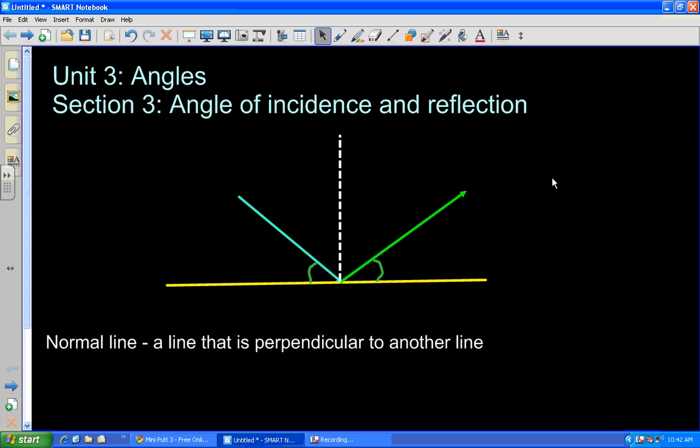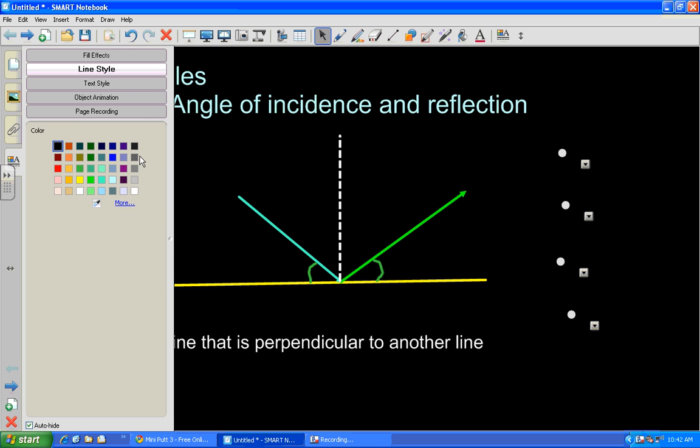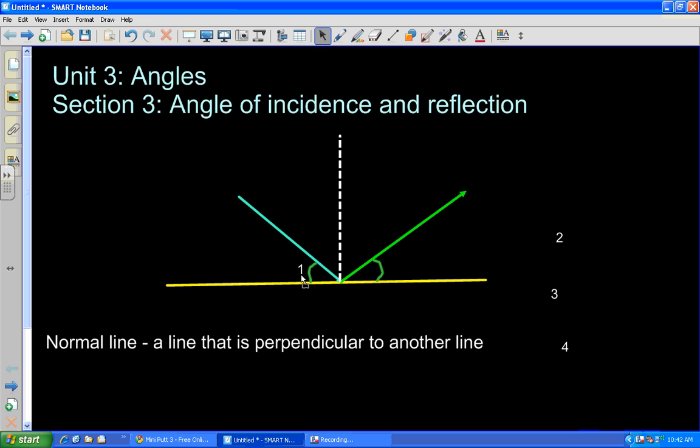Okay, I'm going to go through and number all of these angles. We've got 4 angles happening here. Let's get that in a font color that we can see. Alright, angle 1 is over here, 2 is here, 3 here, and 4 here.